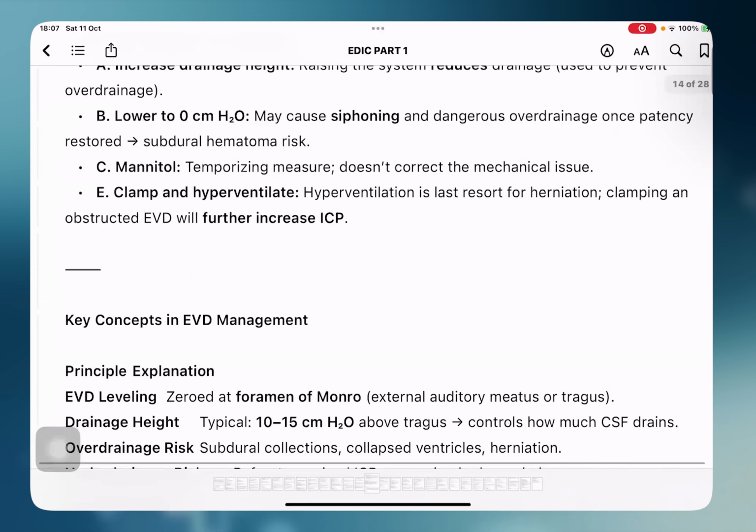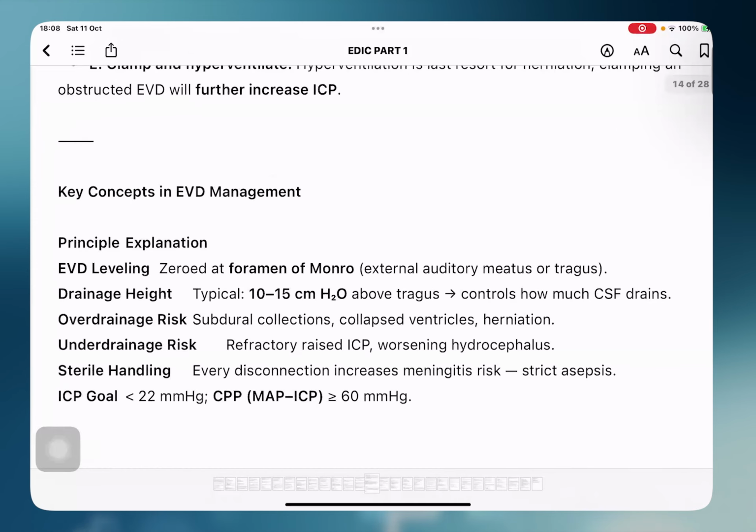So what are the key concepts? Number one, EVD leveling, zeroed at the foramen of Monro. Very important: external auditory meatus or tragus. So the external ventricular drain has to be zeroed at the foramen of Monro. The drainage height has typically to be set at 10 to 15 centimeters of water above the tragus. This controls how much CSF will be drained. Overdrainage risks: subdural collections, collapsed ventricles, herniation. Underdrainage risks: refractory raised ICP, worsening hydrocephalus.